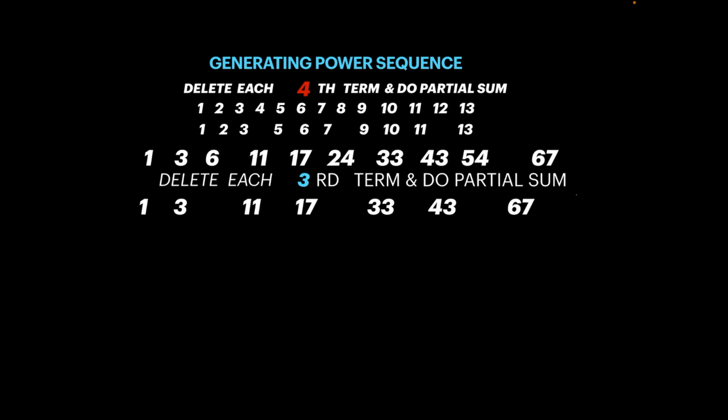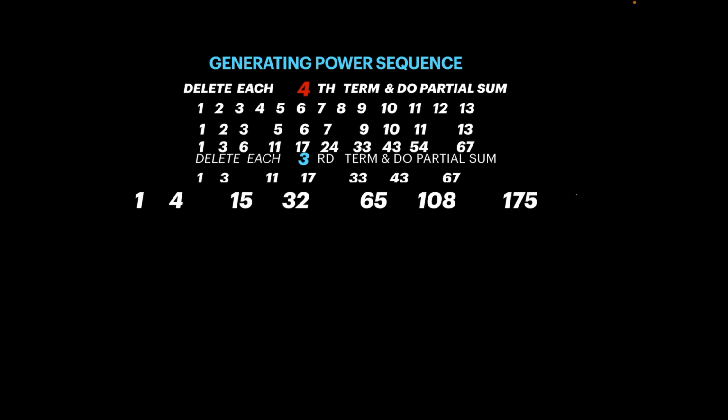That means 1, 3, and delete 6; 11, 17, and delete 24; 33, 43, and delete 54; and next 67. So in this way. And now we have to do the partial sum, and if we compute the partial sum of the sequence 1, 3, 11, 17, 33, 43, 67, then we will get 1, 4, 15, 32, 65, 108 and 175, etc.